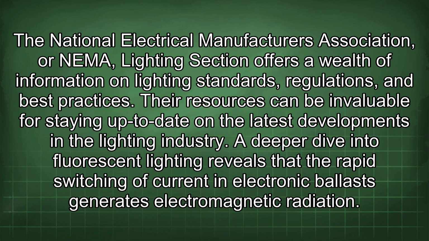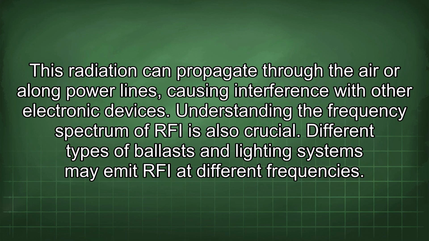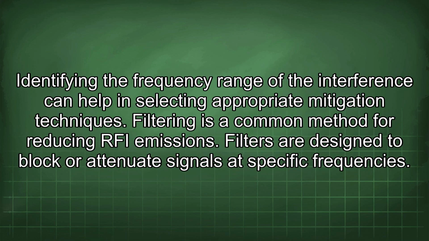A deeper dive into fluorescent lighting reveals that the rapid switching of current in electronic ballast generates electromagnetic radiation. This radiation can propagate through the air or along power lines, causing interference with other electronic devices. Understanding the frequency spectrum of RFI is also crucial. Different types of ballast and lighting systems may emit RFI at different frequencies. Identifying the frequency range of the interference can help in selecting appropriate mitigation techniques.